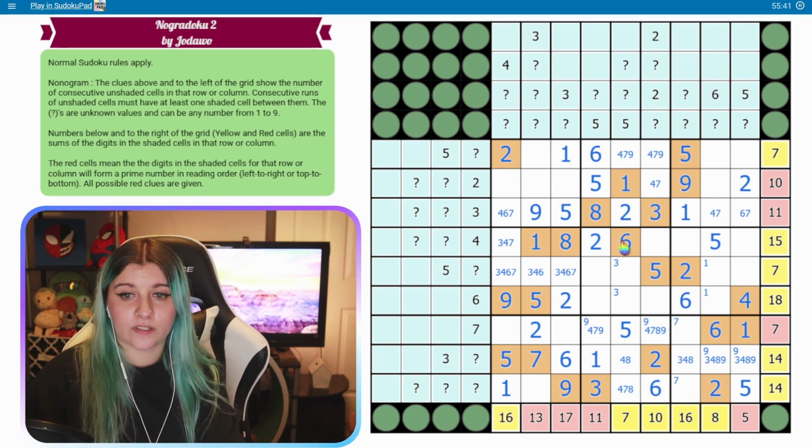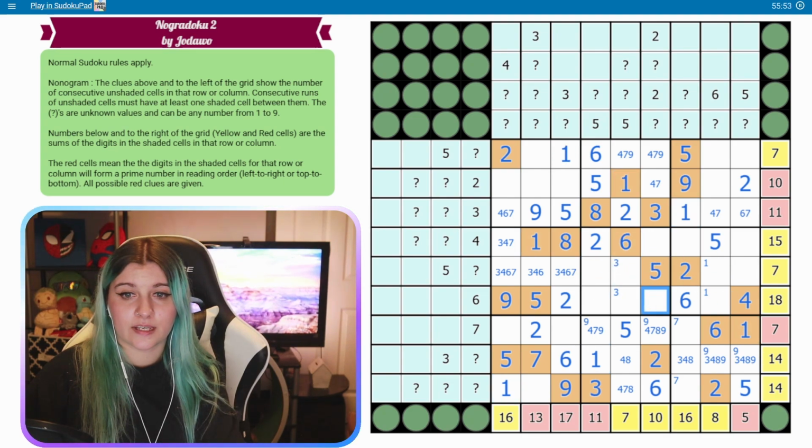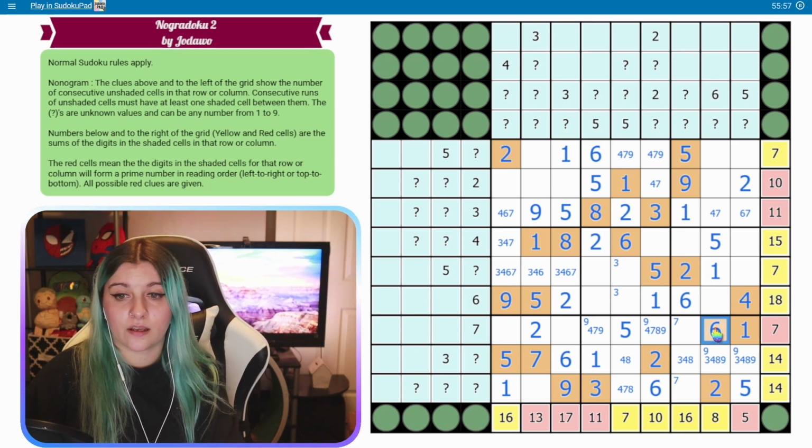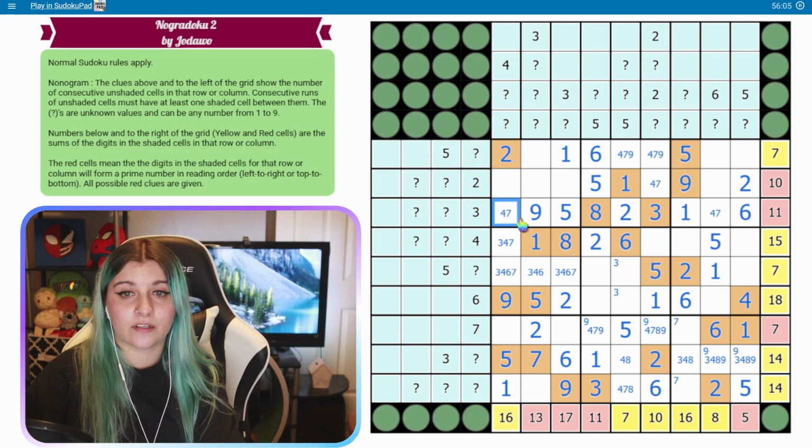1 and 6, 1 and 6. Where does 1 go here? This is a 1. This is a 1. I need a 1 in this box, and I need a 1 in this box. This has to be a 1. So this won't be a 1. This will be a 1. 6s. This means that this has to be a 6. So this won't be a 6. It'll be a 4, 7. Where does 6 go in here?